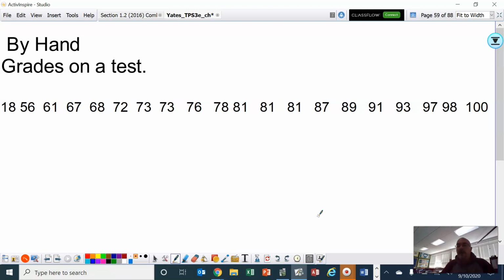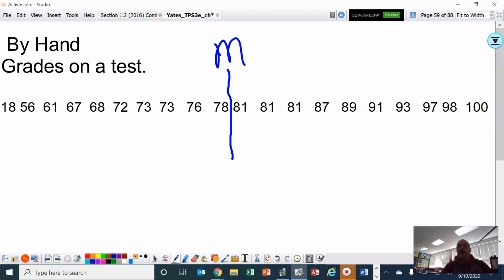All right, now I've already put the numbers in order from least to greatest to save time. There are 20 numbers there. So that means for the median, there will be 10 numbers to the left, 10 numbers to the right. So let's see, 1, 2, 3, 4, 5, 6, 7, 8, 9. So right there, there's 10 numbers to the left, there are 10 numbers to the right. So that's going to be the median.